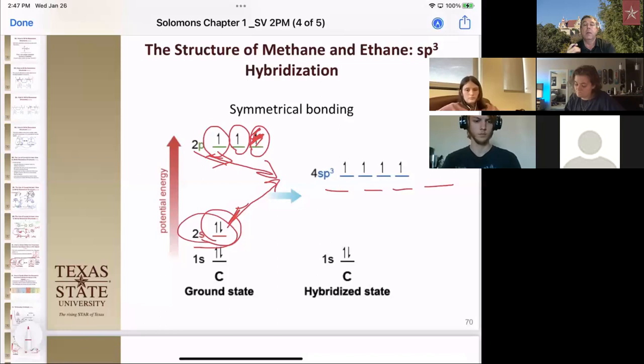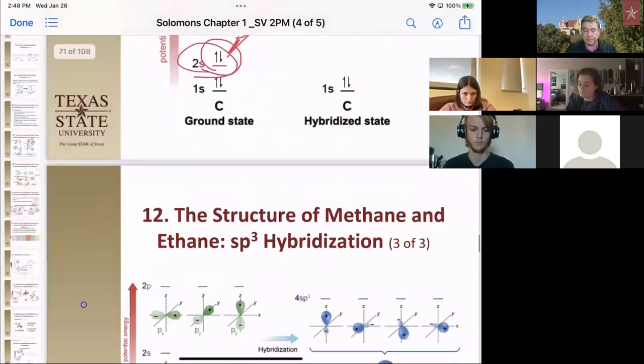Okay, so by doing this, number 1, we get to bond more evenly all the way around. We have less electron-electron repulsion from groups too close to each other, and we get 4 equivalent bonds. Okay, so this is one of our driving forces for hybridization. So what does that look like?